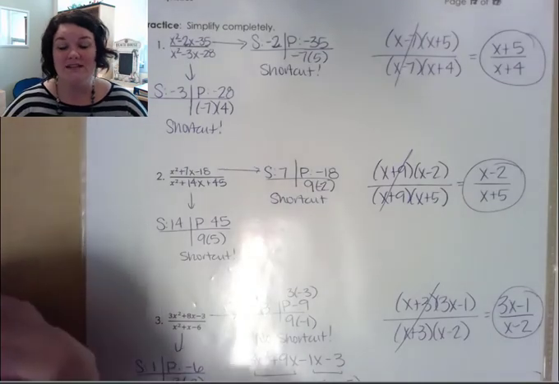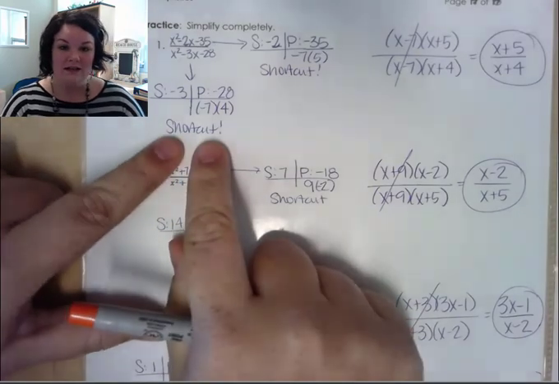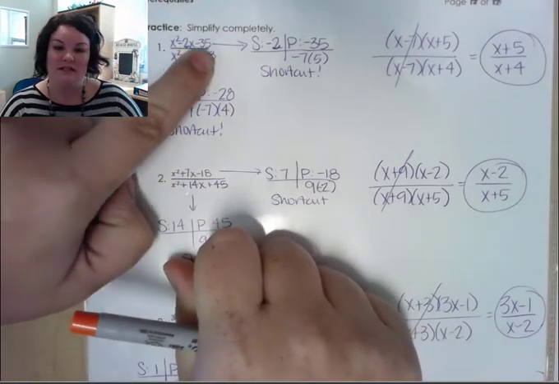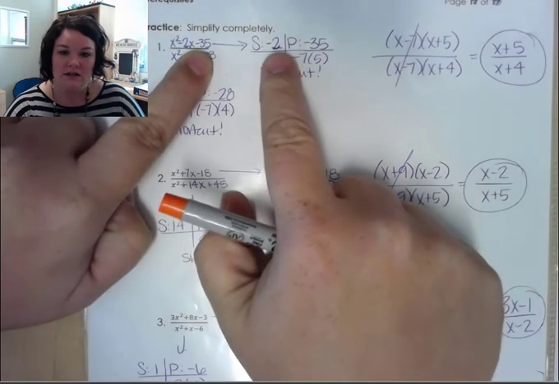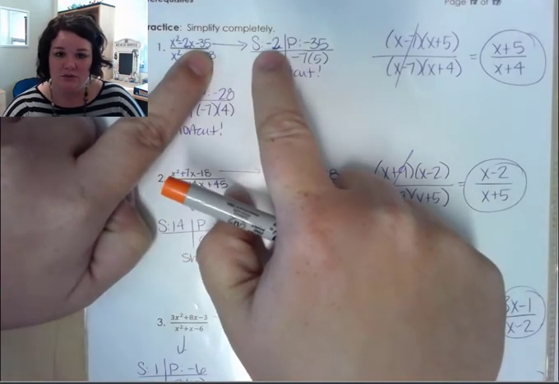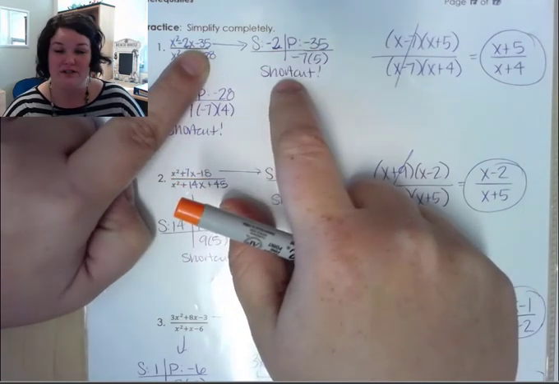All right, so I'm going to go ahead and talk you through the practice problems. On number 1, you have x squared minus 2x minus 35 on top. There's 3 terms, so we do sum product. Your sum is -2. Product is -35, right? And we can use our shortcut because our leading coefficient's a 1.